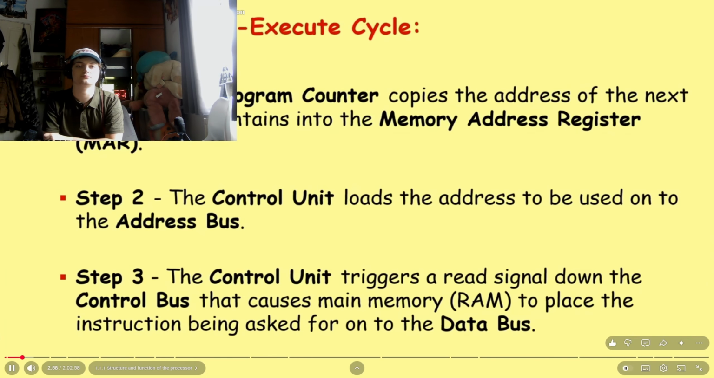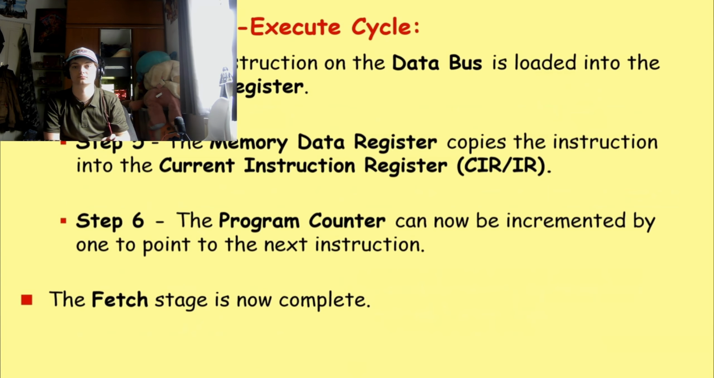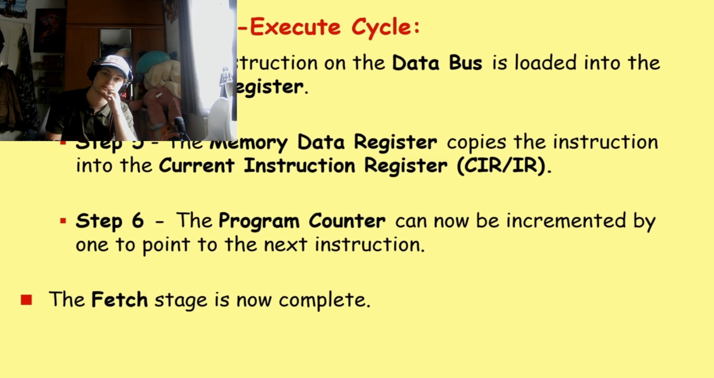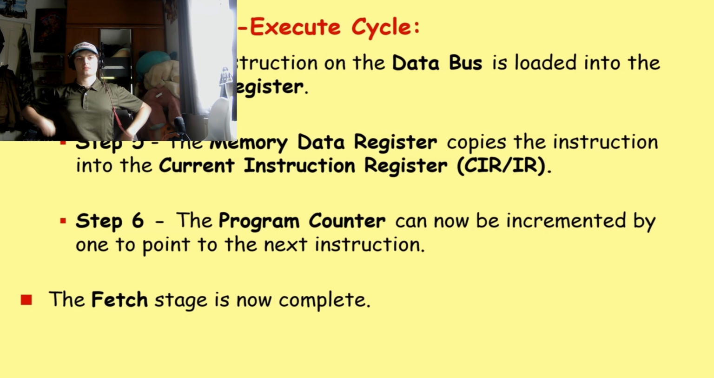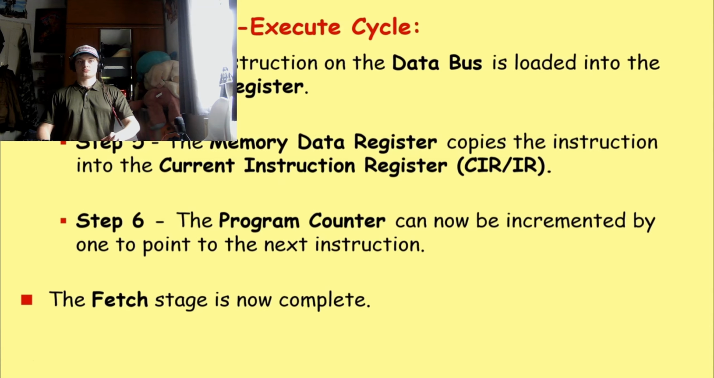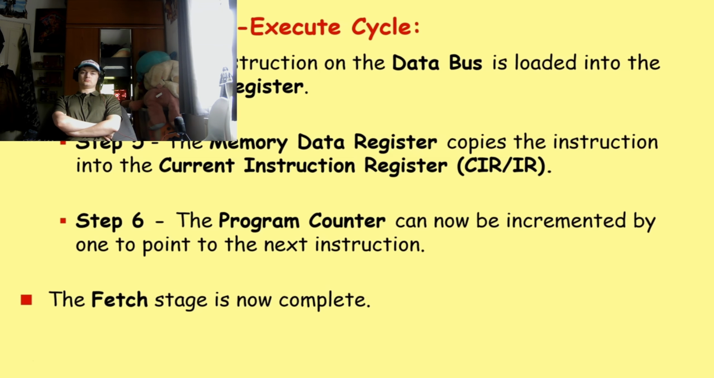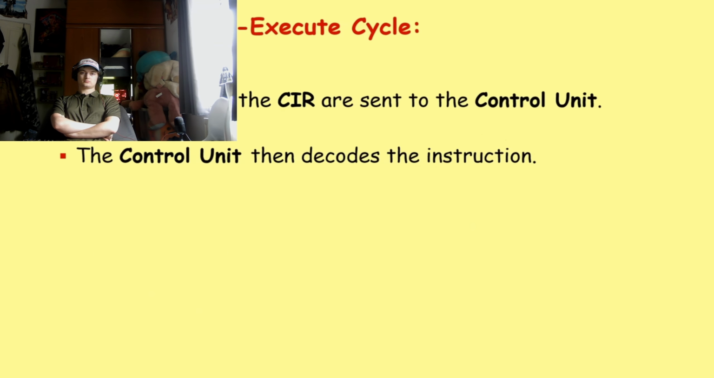The instruction being asked for is placed on the data bus. Step 4. The instruction on the data bus is loaded into the memory data register. Step 5. The memory data register copies the instruction into the current instruction register. Step 6. The program counter can now be incremented by 1 to point to the next instruction, and the fetch stage is now complete.